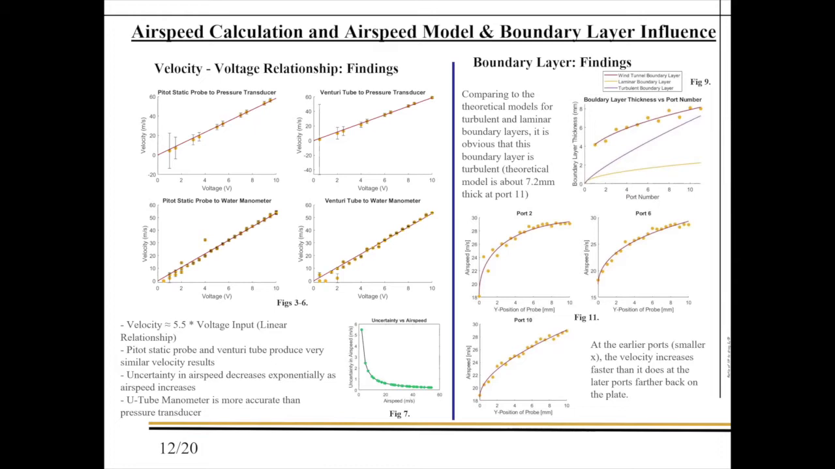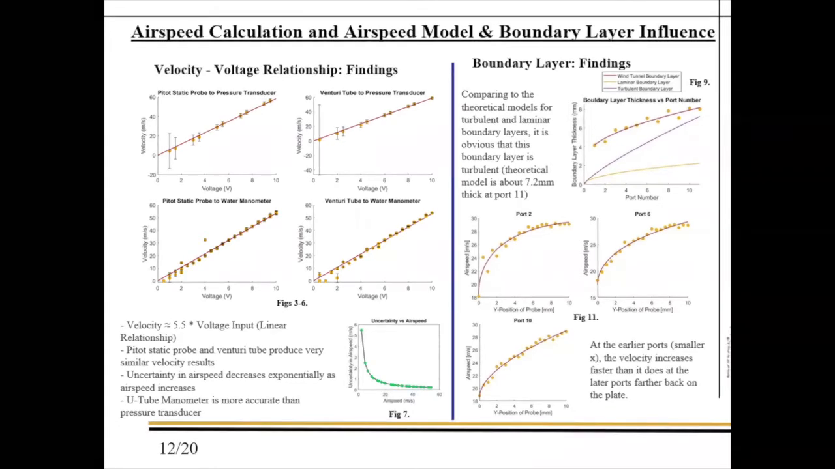Next, we found where velocity was 95% of the free stream velocity for all the ports to find the thickness of the boundary layer at that port. After plotting this, we've found that thickness increases similar to a square root function. We then compared this to the theoretical models for turbulent and laminar boundary layers and found that ours was representative of a turbulent boundary layer. This concludes the velocity, voltage, and boundary layer section.